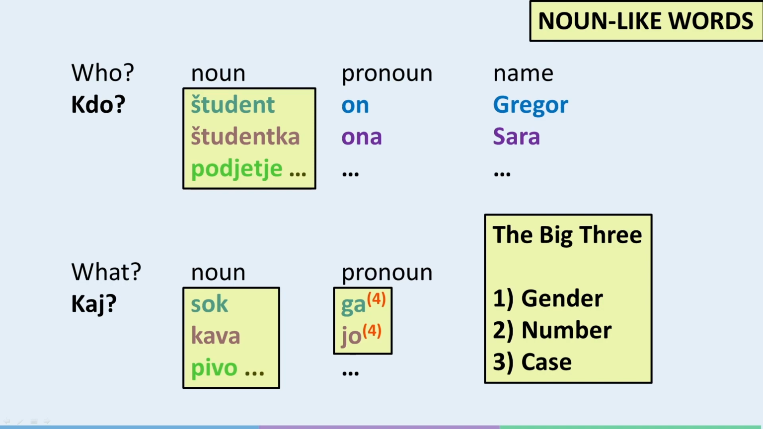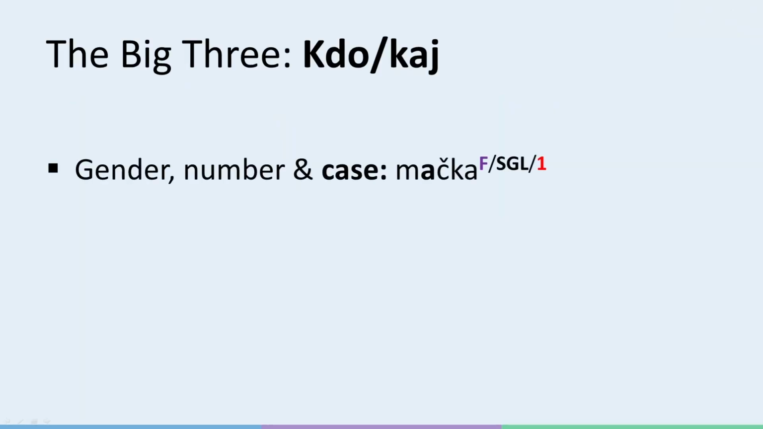Now, why are we explaining all of this if we're just trying to learn to say who and what? Well, because just like there are different forms of nouns and noun-like words, there are also different forms of question words. In other words, it's not just kdo and kaj. Again, to repeat, the 3 fundamental characteristics shared by noun-like words are gender, number, and case. In the example of mačka or cat, it's feminine, singular, and first case, or the nominative.